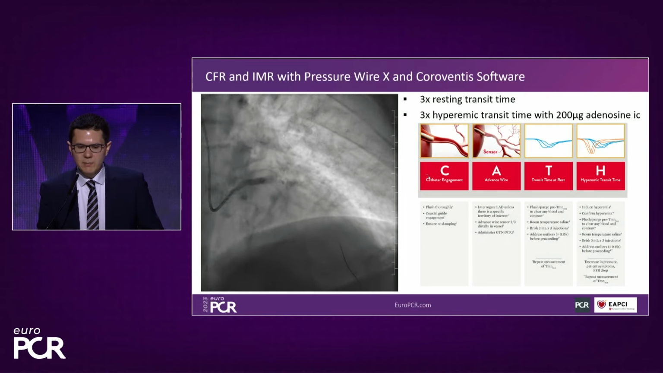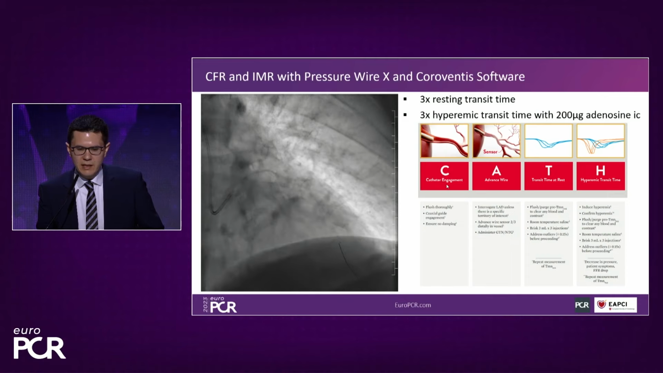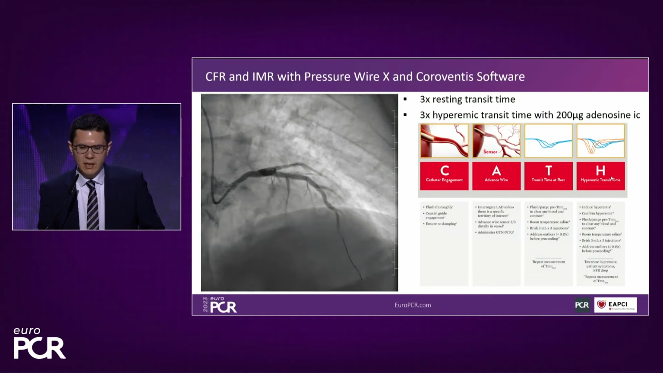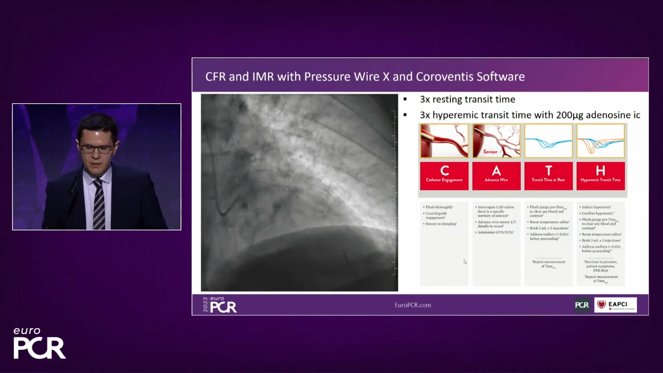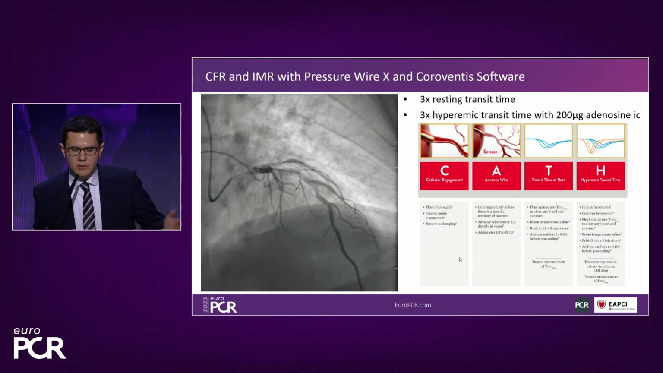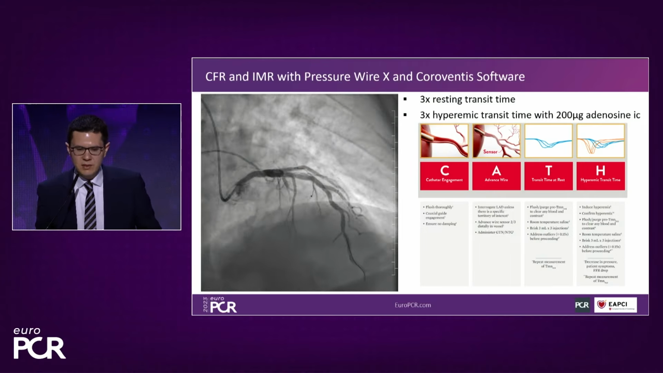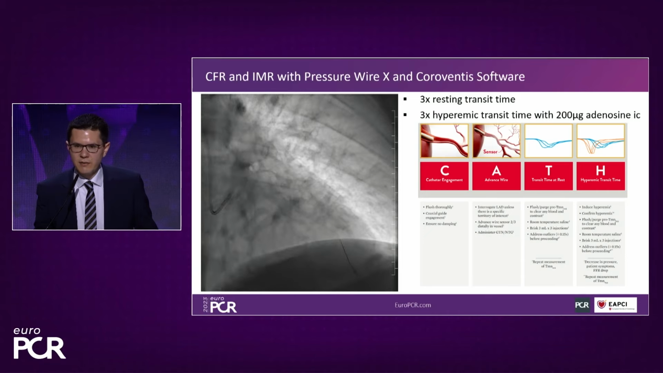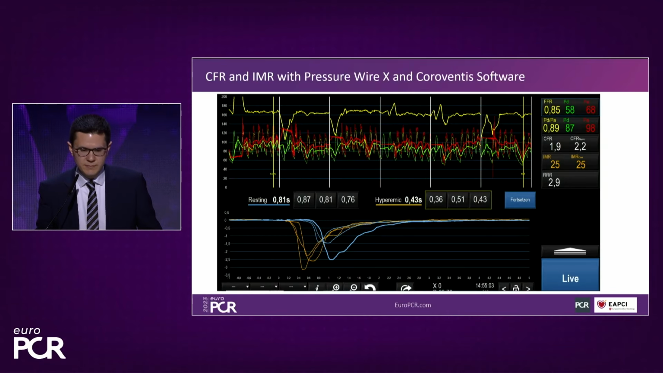Here, I just quickly explain what these letters stand for: catheter engagement, advancement of the wire, transit time at rest, and then hyperemic transit time. The hyperemia can be induced, as Dr. Gutierrez said, with intravenous adenosine, but also intracoronary. And we prefer intracoronary because it barely has any side effects and it is a bit faster. So here you can see the results of the different measurements. This is the resting transit time, the 3 measurements, and then the hyperemic transit time with the 3 measurements.